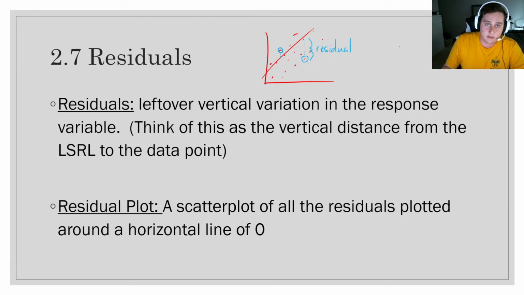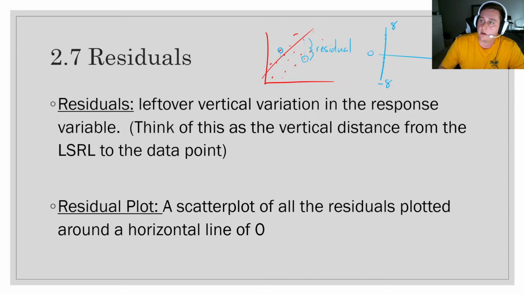If it is negative, that just shows that the data point was below what was predicted. We'll get into that. All right, the residual plot is a scatter plot of all the residuals plotted around the horizontal line of 0. So if this is a scatter plot, then the residual plot is centered at 0, and then usually they go down to like -8 and +8, and then there's some tick marks. It's all evenly spaced.